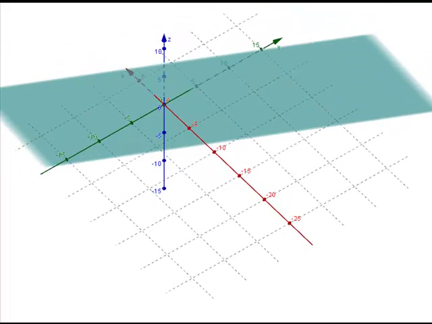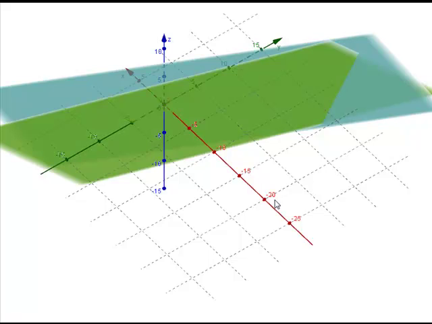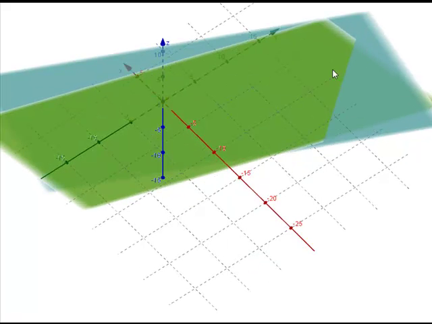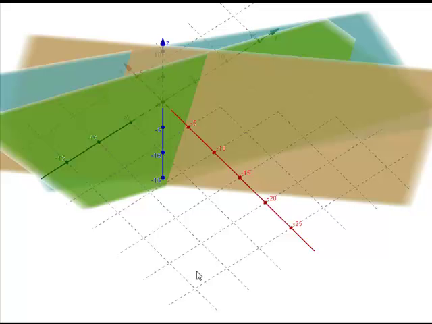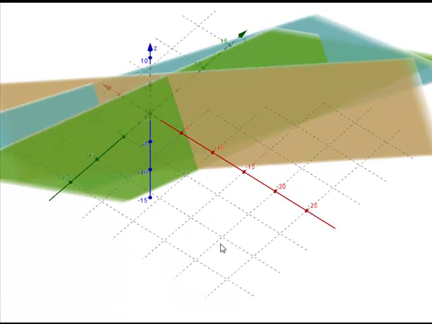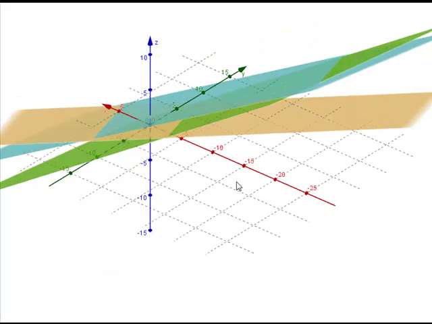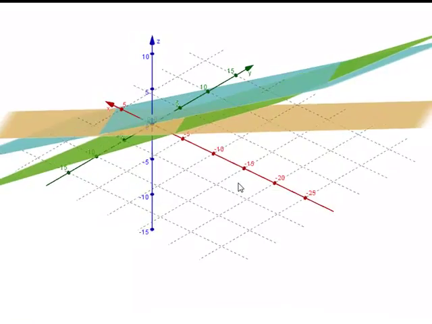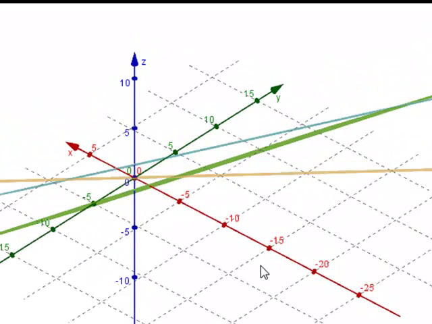And then we'll add in our plane for our second equation. And once again, those intersect at a line. Now, when we add in our plane for our third equation, this is actually really interesting what happens. If we look and rotate this around a little bit, what we start to see is they all intersect at lines, but they intersect at three distinct lines.